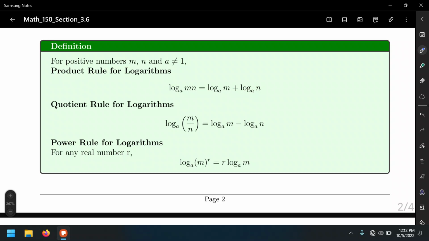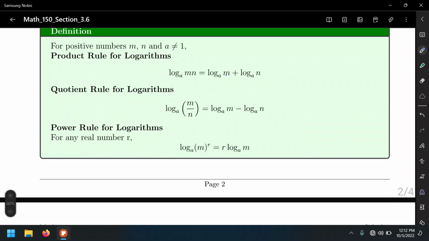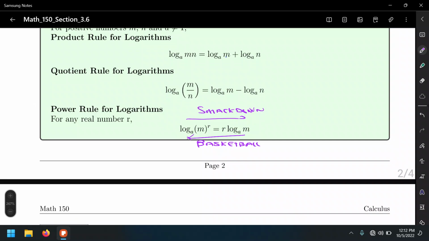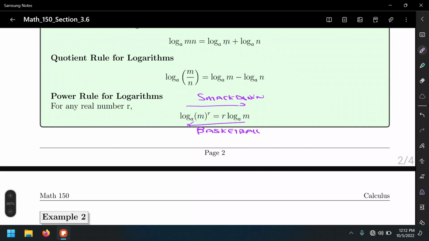The logarithm of a product is the sum of the logarithms. The logarithm of a quotient is the difference of the two logarithms, and the power rule for logarithms. I remember, I call this the smackdown rule, and the basketball rule. When the coefficient becomes the power, that's like doing basketball, but otherwise it's like smackdown. All right, so how can we apply this to find derivatives of more complex logarithmic functions?